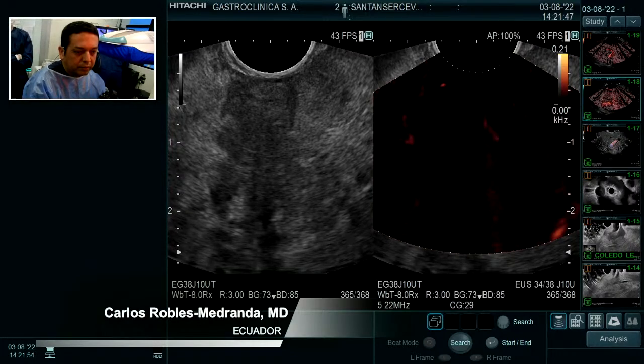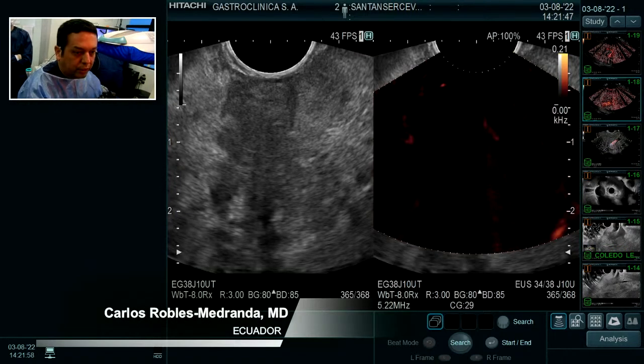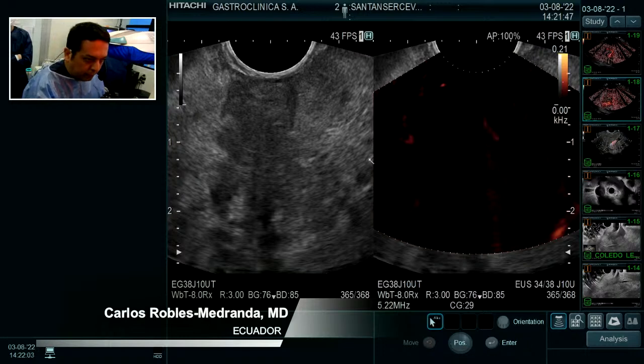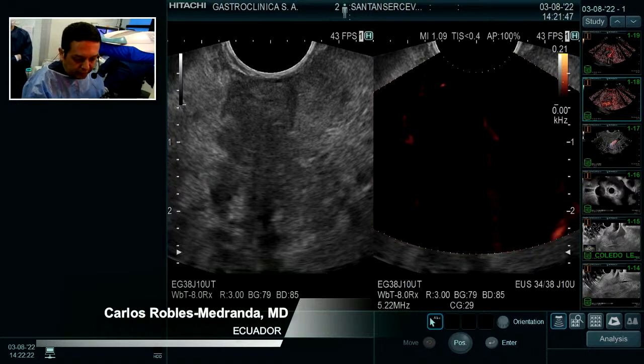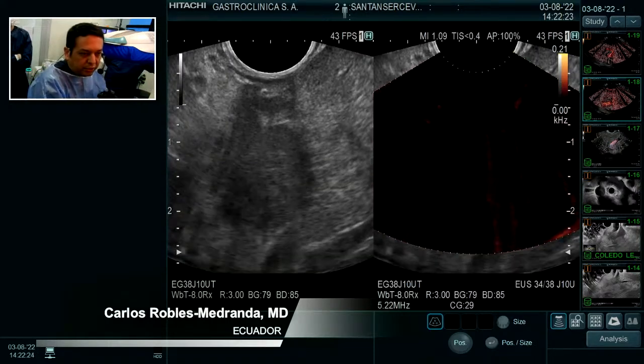I don't know if we see very well. I will try to show a little bit. So you see here, this is the mass, and this is the mass here, you see? This lesion doesn't have hypervascularization. This is hypovascularity. This is around the lesion. So this lesion doesn't have any vascularization.